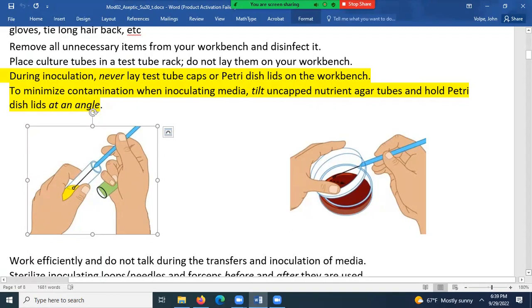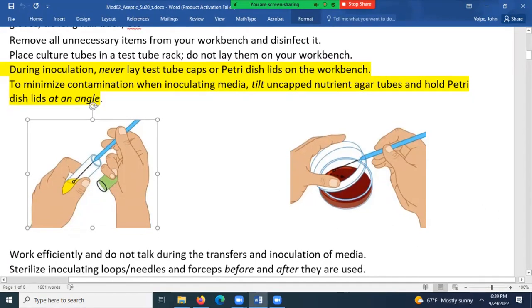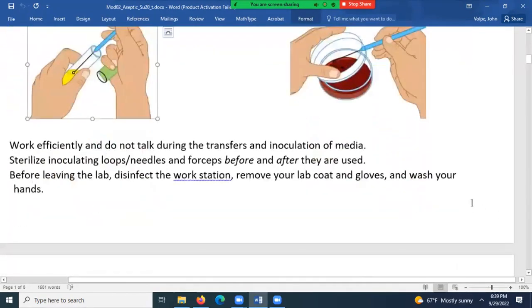But there are things to reduce the risk, and these are two. Another major thing for reducing the risk is have the lid open on the tube or the petri dish for as little time as possible. And that will reduce the airborne contamination falling into the dish or the tube. And that was one of your questions in a previous lab.